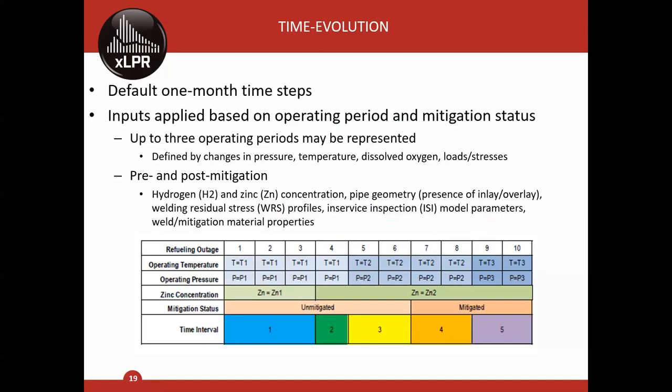The user can also set a time at which mitigation is applied. This could either be chemical mitigation, in which changes to zinc or hydrogen concentrations are applied, or it could also be physical mitigation, such as mechanical stress improvement, weld overlay, or inlay-onlay, in which inputs for geometry, welding residual stress profiles, in-service inspection model parameters, and material properties can be updated.